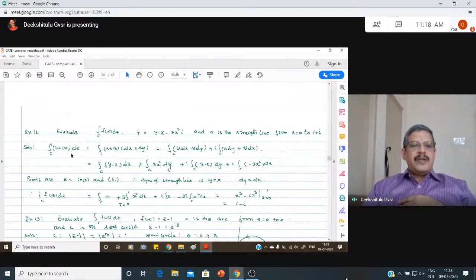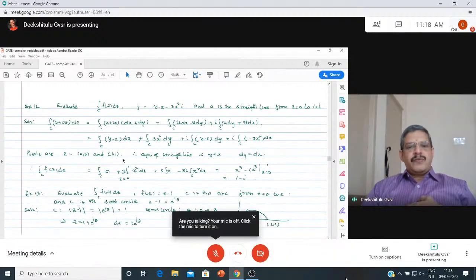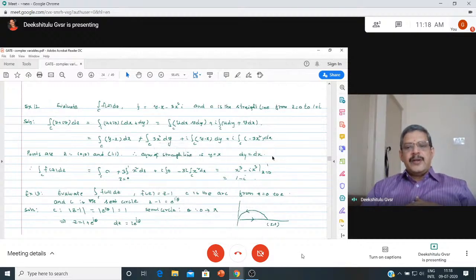So u plus iv into dz is u plus iv into dx plus i dy, so u dx minus v dy plus i into u dy plus v dx. So this is y minus x dx, that is u, minus v dy, which is minus 3x square dy, plus i into u dy plus i into v dx. This is what we have. The points are 0, 0 and 1, 1. The equation of the straight line between these two points is y is equal to x, so dy is equal to dx.